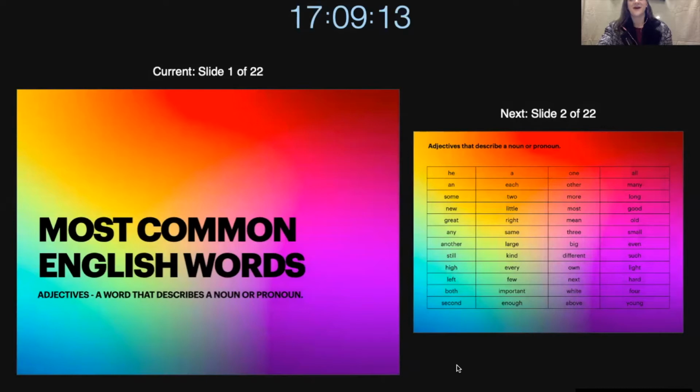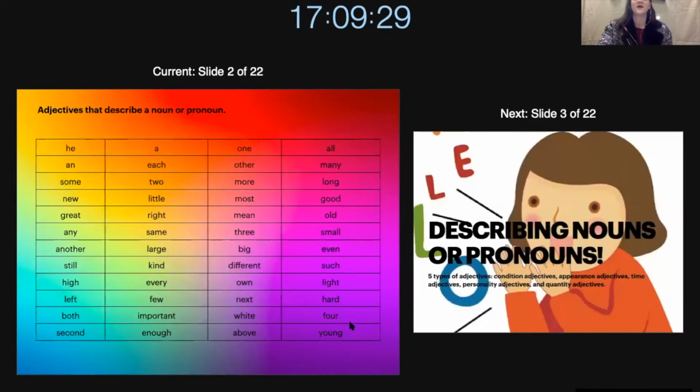Today we are looking at common English words and we are specifically looking at adjectives. The meaning of adjectives is a word that describes a noun or a pronoun. So this will give you more information about another word. First, we have a list of adjectives, or at least a common list of adjectives that are used in English that describe a noun or a pronoun.